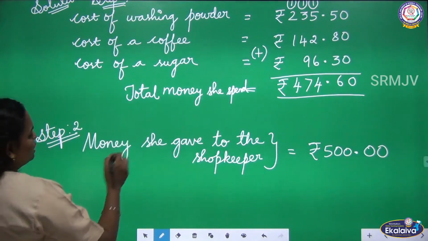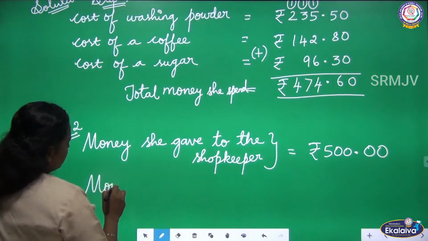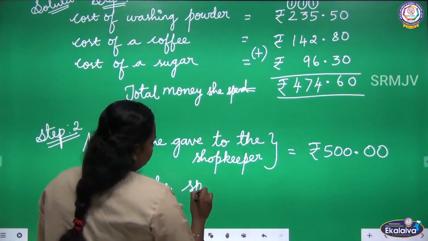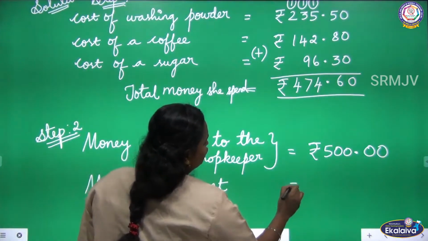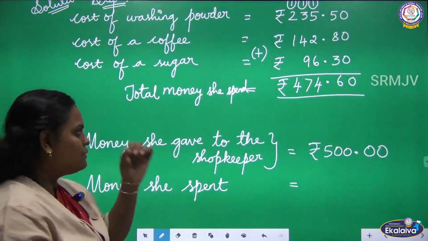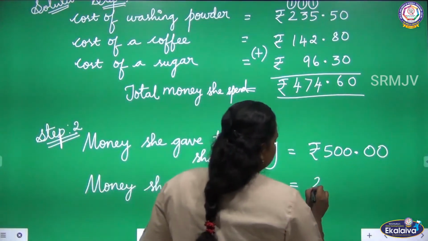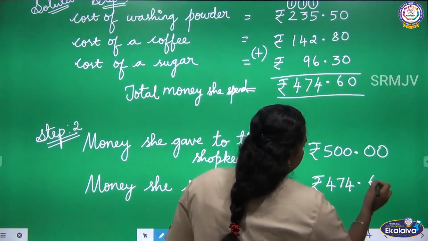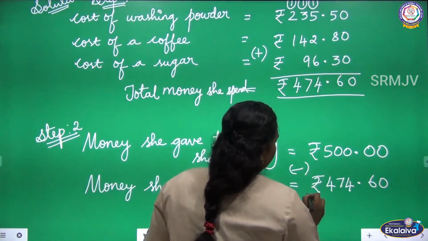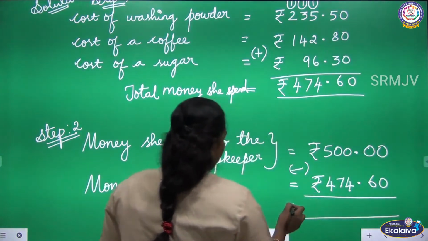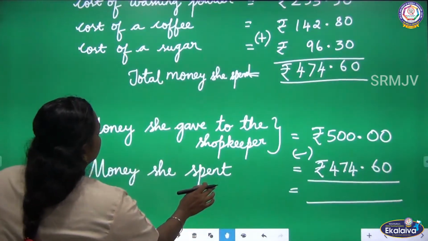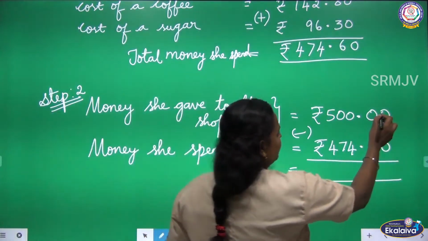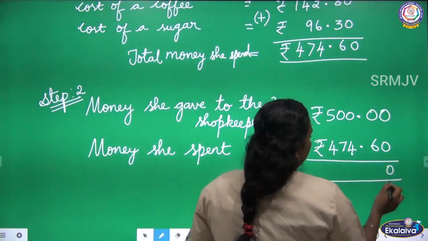Next, how much money did she spend? So money she spent equal to, how much she spent to buy the things? 474 rupees 60 paise. So you write 474 rupees 60 paise. So we are going to subtract. Write the subtraction symbol. So subtract now. 0 minus 0 is 0.